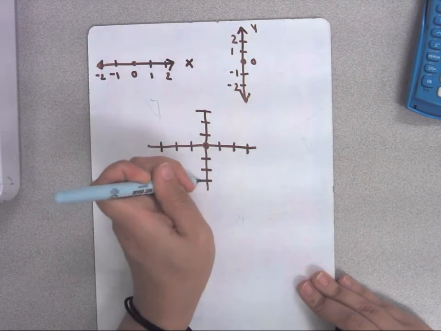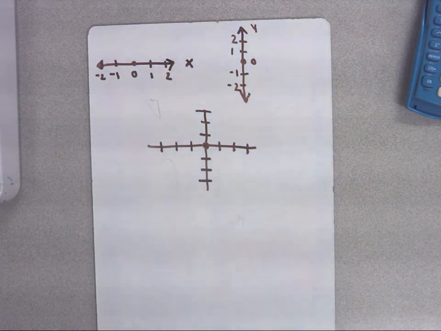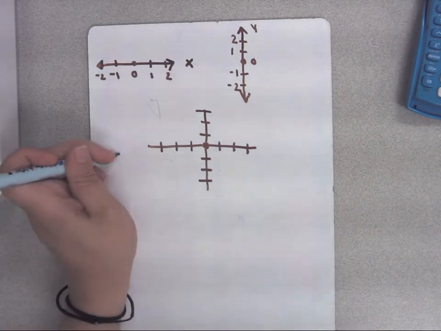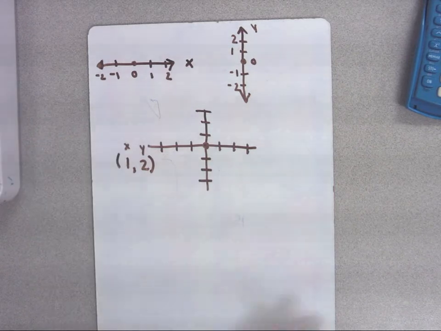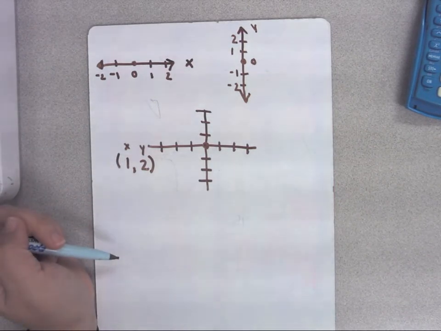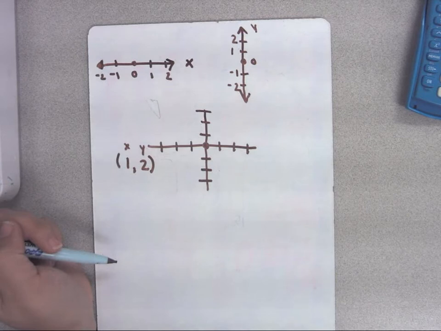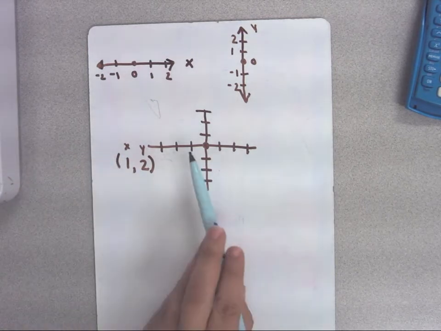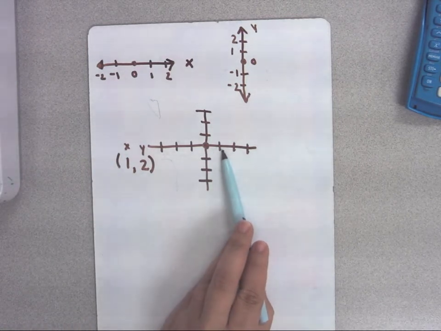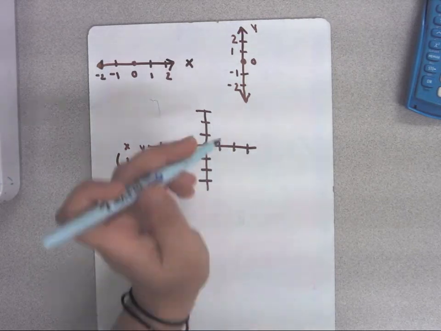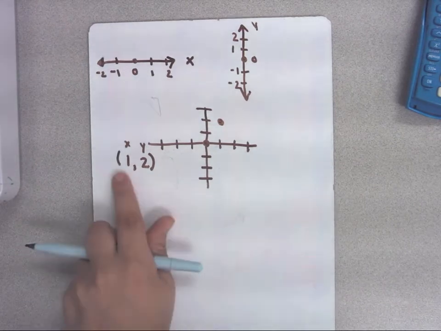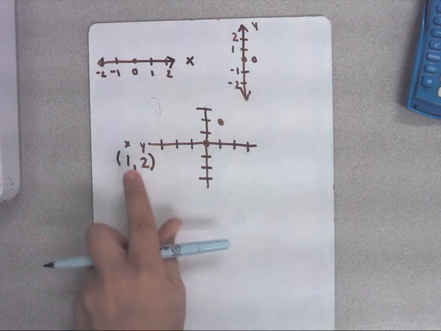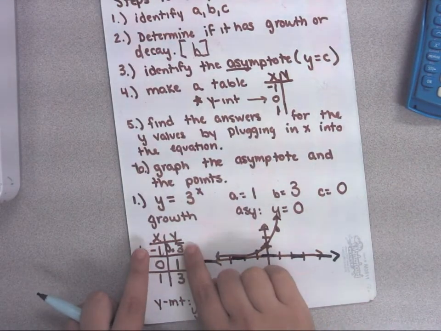-1, -2, -3. So every single time you plot a point, like 1, 2, it goes x, then y. So x is 1. So starting at 0, you go 1. Y is +2. Up 2, 1, 2. That's how you know where your point goes, because you base it off these numbers. And these numbers are from this table. That's why they're next to each other.